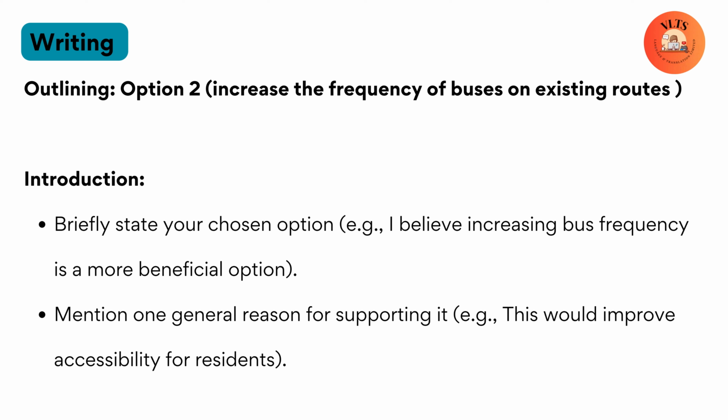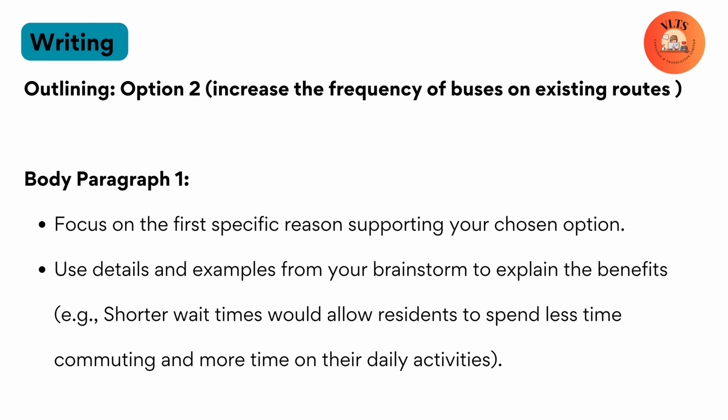Here we're going to outline what we're going to write. So we choose option 2 that says increase the frequency of buses on existing roads. In the introduction, we briefly state our chosen option. For example, you say, I believe increasing bus frequency is a more beneficial option. And supporting that, you need to mention one general reason to actually support it. For example, this would improve accessibility for residents.